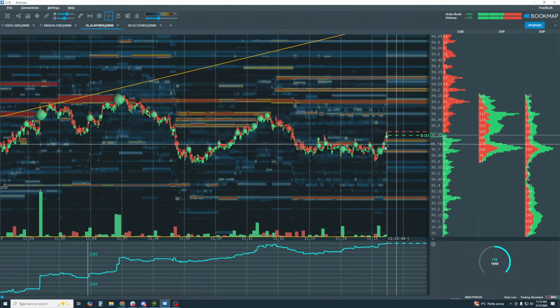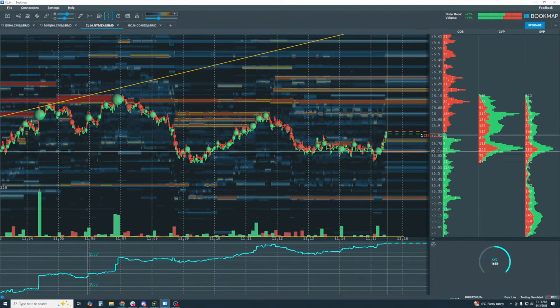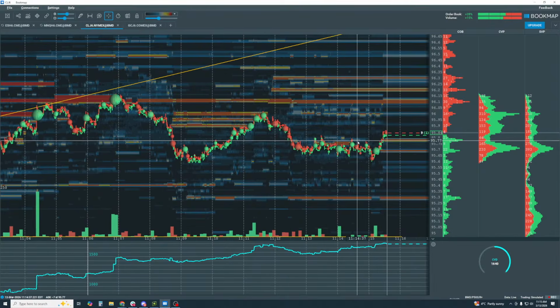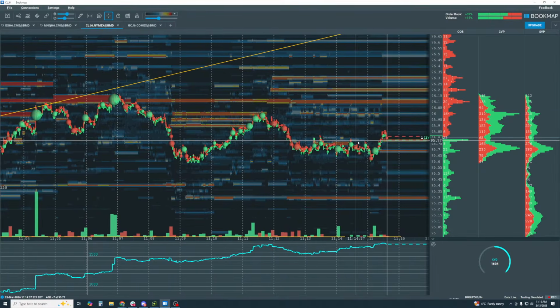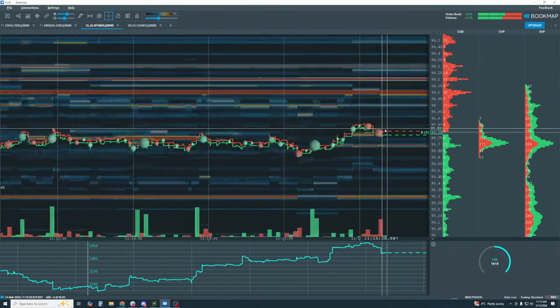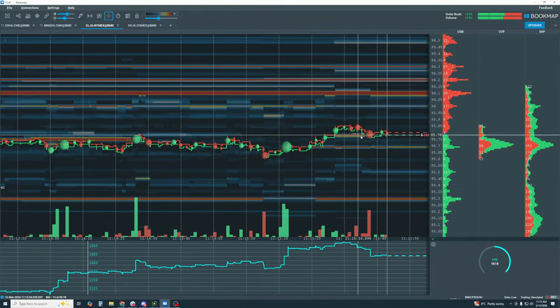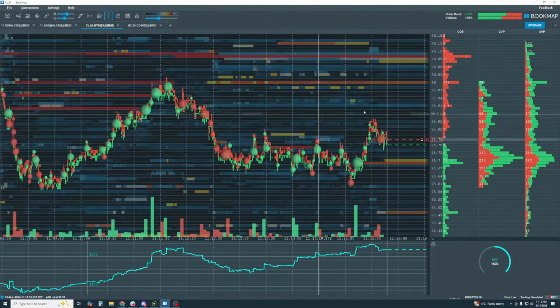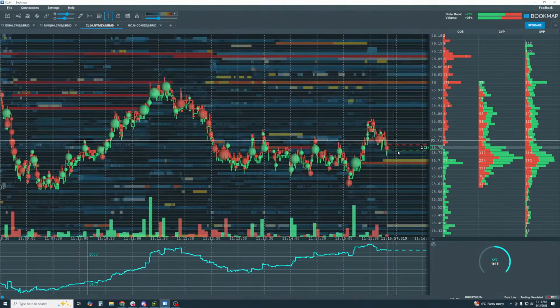All right, it didn't do it. Buyers are coming back in. This acceptance in here, we're getting price discovery above this area here. Right, and they're supporting it here again too at 78. More liquidity there.